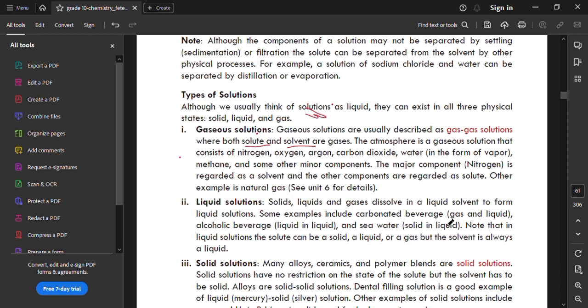So note that in liquid solutions, the solute can be a solid, a liquid or a gas, but solvent is always liquid.